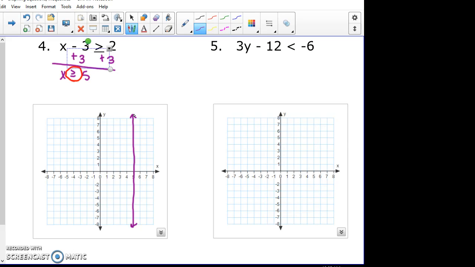The last part is our shading. Since it's saying x is greater than or equal to, this one's a little bit different because it's no longer shading above or below. It's technically talking about shading to the left or to the right. So if we think about the actual values of x, the greater values of that are going to be to the right.